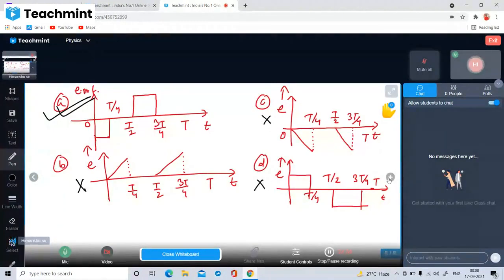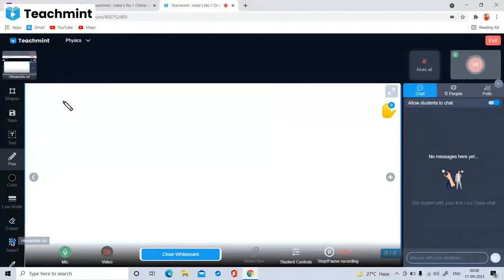Okay, so let's move to the next part. Now come to mutual inductance.